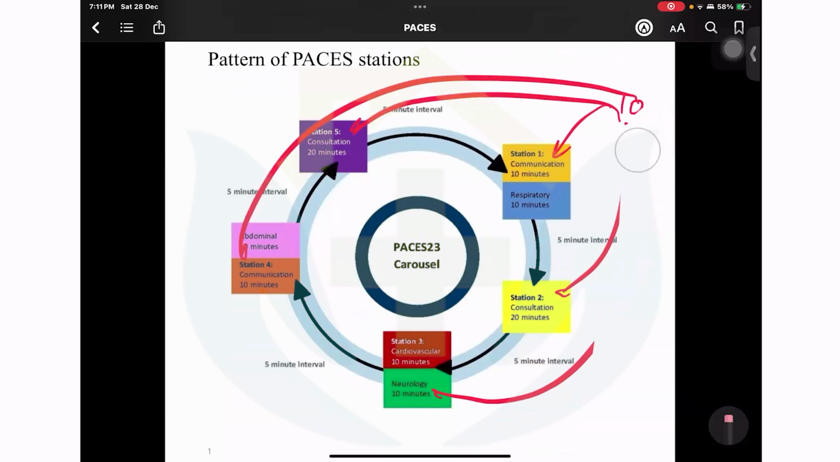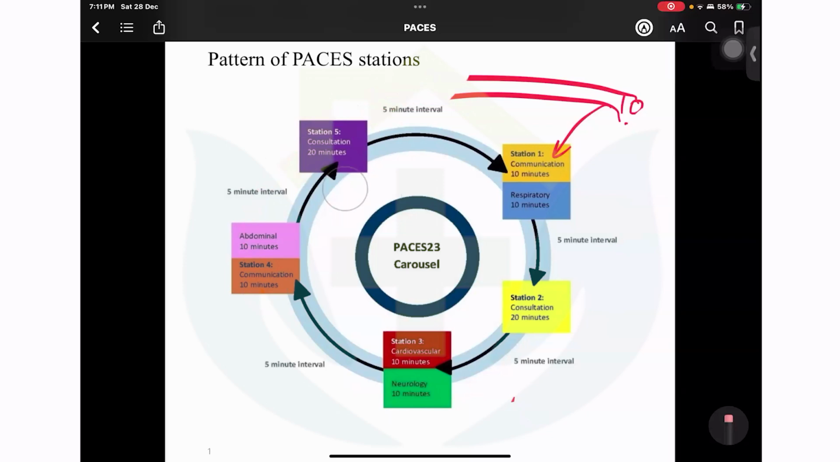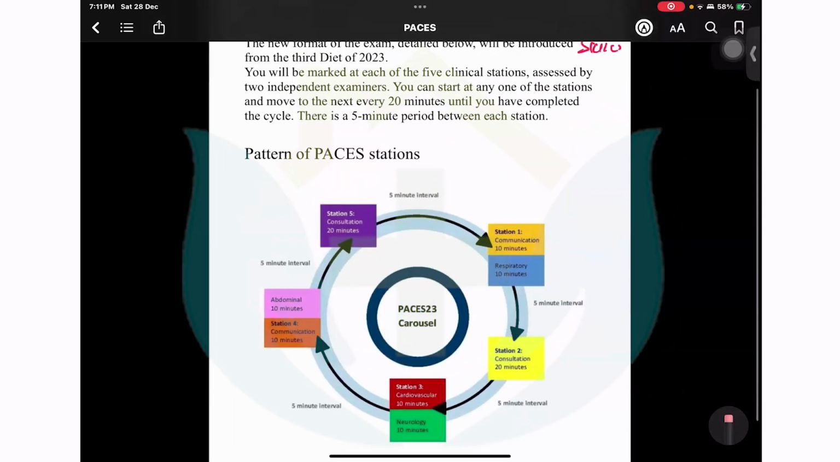So the candidates will be taken in, and it is a time-bound exam. So every 20 minutes, you will be shifted to first, and then to second, and then to third, and then to fourth. Between each shift, there is a 5 minute gap. You will be assessed by 2 independent examiners.